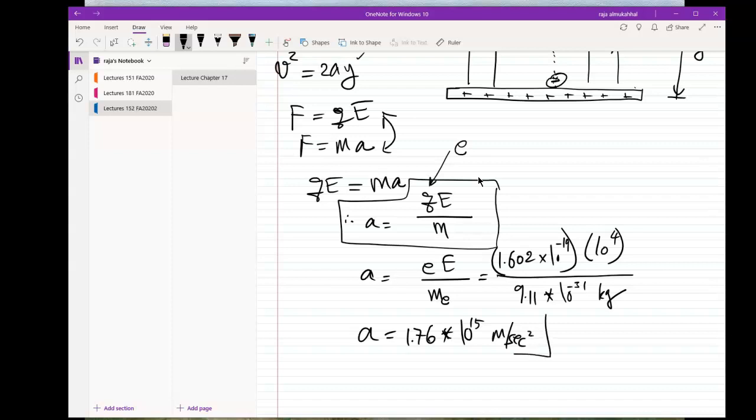Okay, it's not surprising. It's a very large number, but that's not surprising. Those subatomic particles have extremely large acceleration. And there we go. You got that?